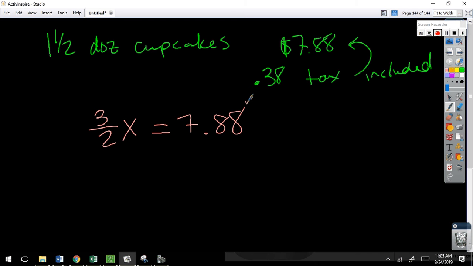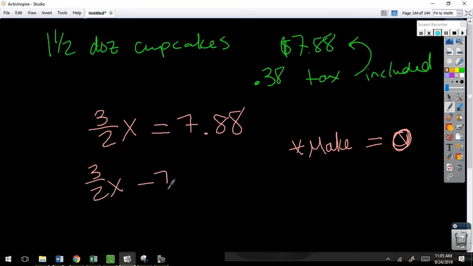So if I were to solve this graphically, I need to make sure it equals what before I start? 0. Right? My equation needs to equal 0 whenever I plug it in. So you got 3/2x minus 7.88 equals 0. Now graph that and tell me what the cost of 1 dozen cupcakes would be.